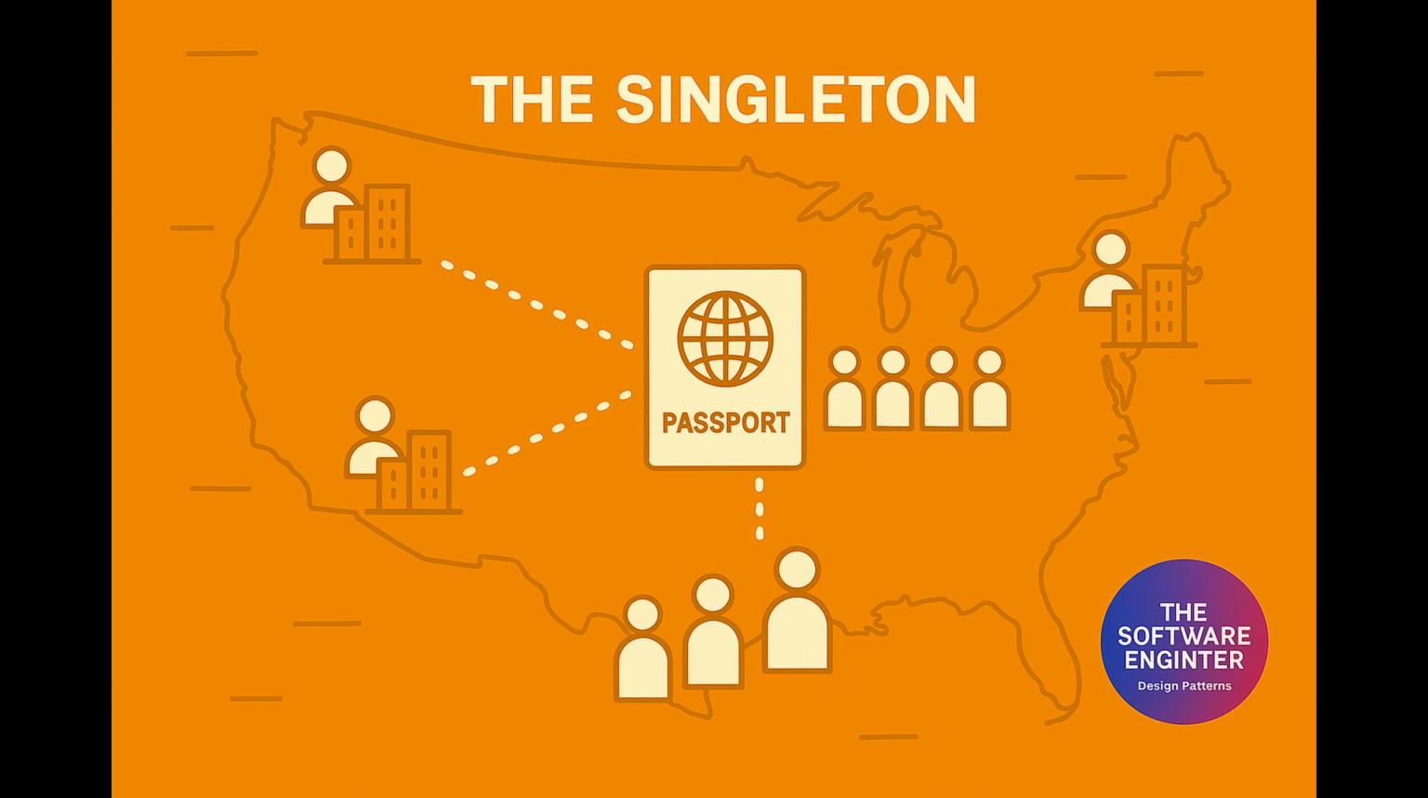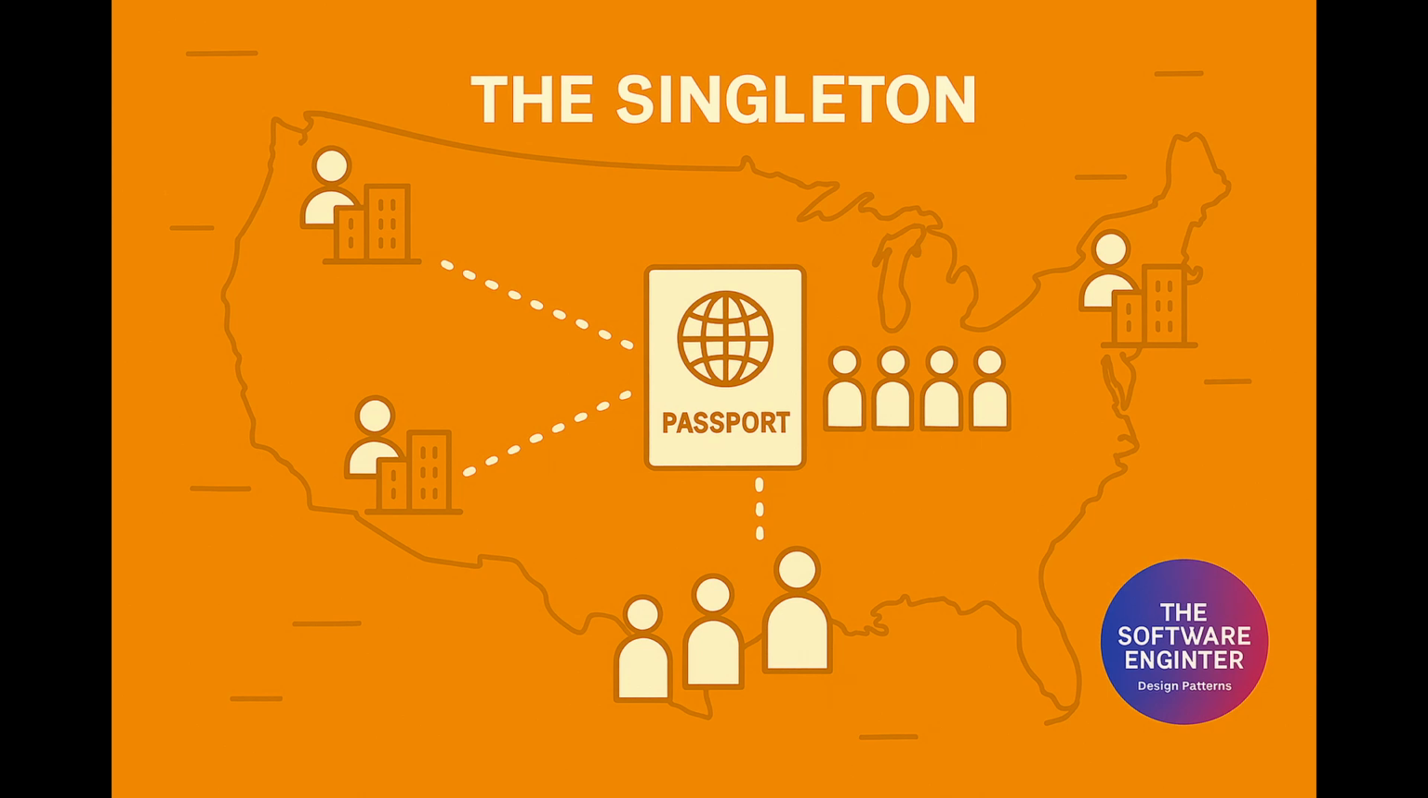Imagine a government issuing passports. There's only one official passport office in the country. No matter where you apply, your request goes through that one centralized office. You don't want multiple offices issuing conflicting IDs. That would be chaos. The passport office is your Singleton. It ensures consistency, centralized control, and avoids duplication.